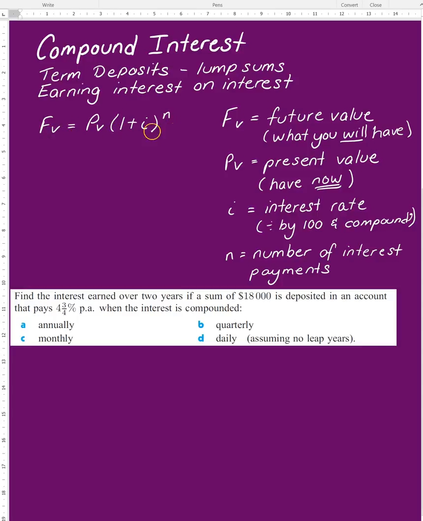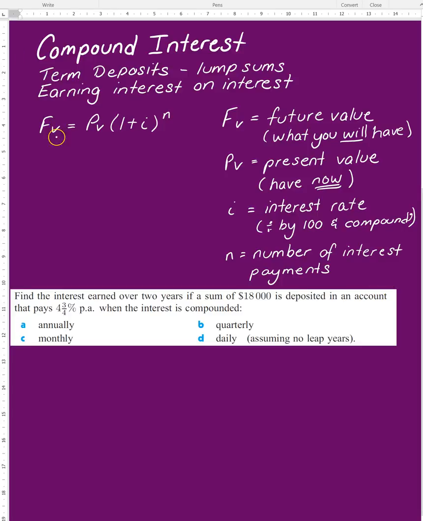And this is our formula here. The FV stands for future value, the amount that you will have in the future. PV is the present value, the amount that you have now. That's a 1 plus I. Now I is your interest rate, and you have to remember to divide that by 100 and divide by the amount of times it's compounding. And we'll do a couple of questions down here in a minute to show you what that means. And N is the number of interest payments that you will receive over the length of the loan.